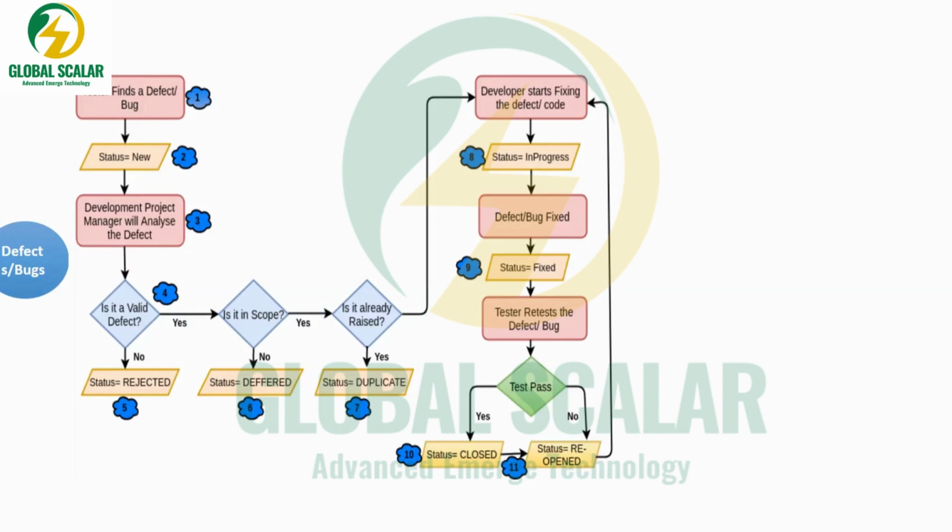So the first phase will be the tester. He will find the defect, and the status will be new. He will create the defect as new. And the second phase is that the defect is forwarded to the project manager for analysis.